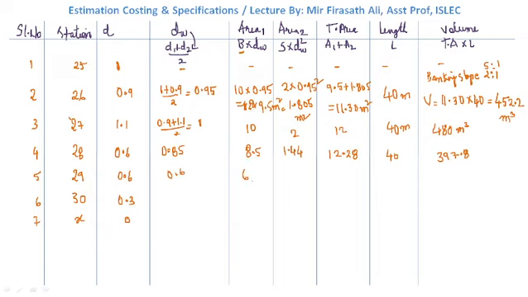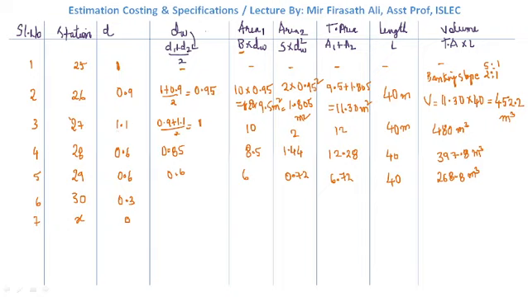Here we have got 6, 0.72, 6.72, 40. Total volume is 268 meter cube. This is all we are getting in meter cube. And what is this all about? This is all about the filling.